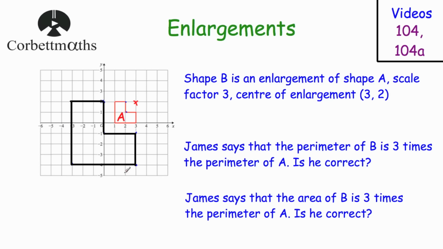And when we join them up, we get this shape, and that is shape B. So let's label it shape B. That's it. So we've enlarged shape A by scale factor 3.